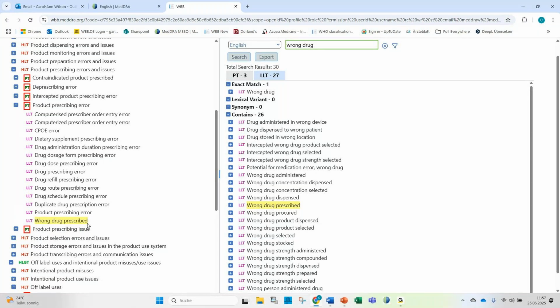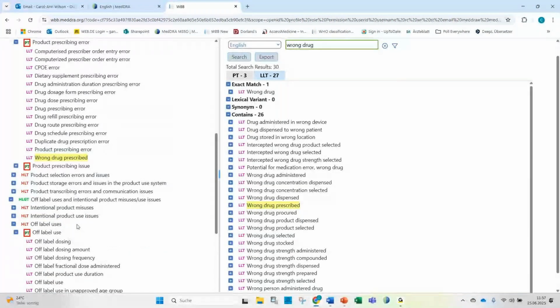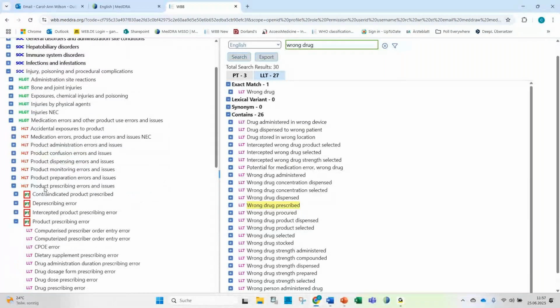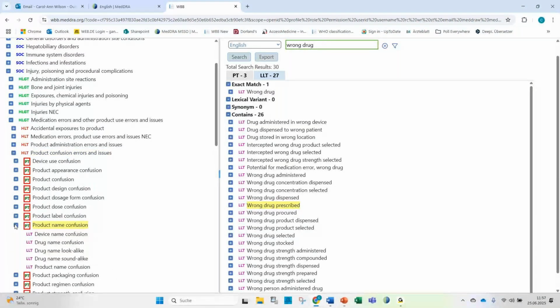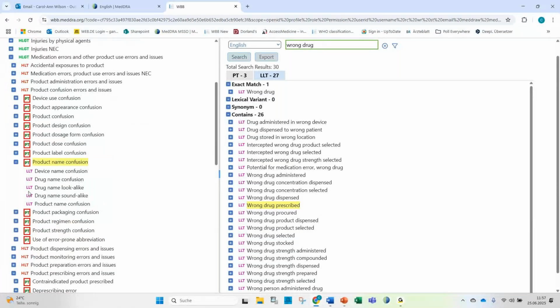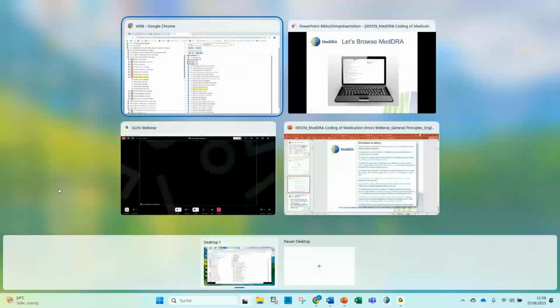Now, what about the contributing factor? Again, let's look into the confusion, errors, and issues. And here we have the product name confusion, and we have device name confusion, drug name confusion, drug name look-alike, or drug name sound alike. What was reported in our case was that the drug names looked alike, and this caused the doctor to prescribe the wrong medication. So drug name look-alike would perfectly capture the contributing factor in this case.